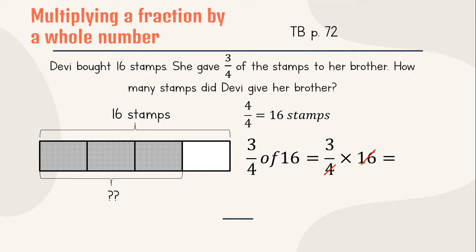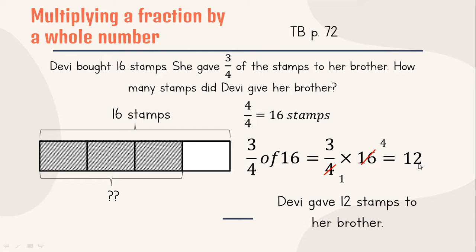Now, why am I crossing that one? Because it can be simplified. 4 can be simplified, right? 16 can be simplified. So divided by what? Divided by 4. That's it. So 4 divided by 4 equals 1, and 16 divided by 4 equals 4. Then what we get is 3 times 4 per 1, which is 12. So Debbie gave 12 stamps to her brother.